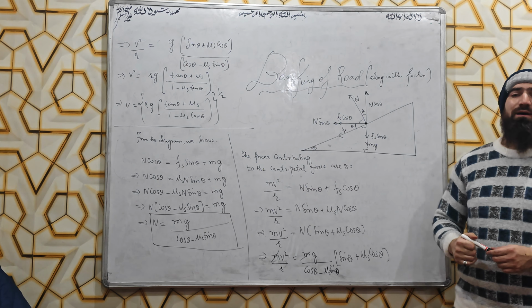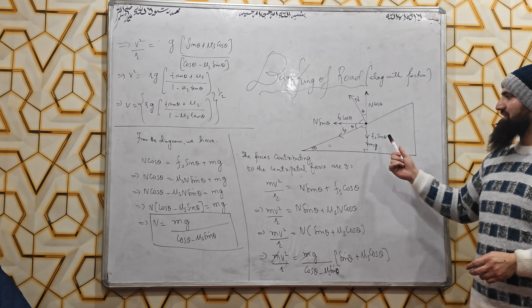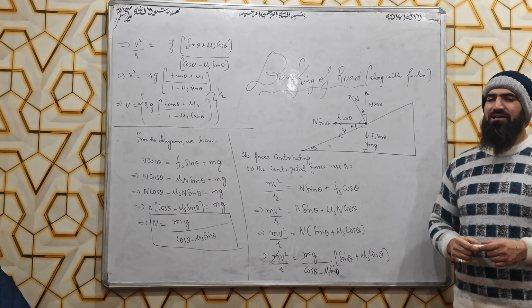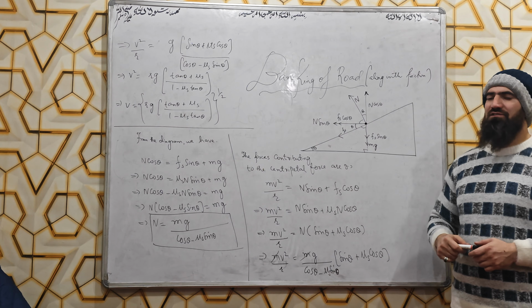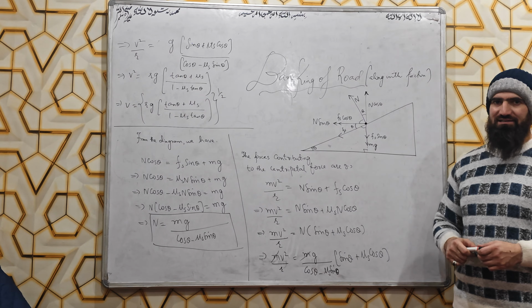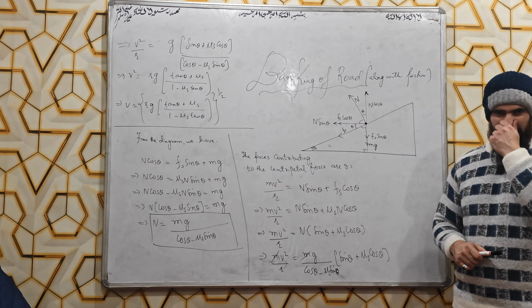So today we are going to discuss banking of road, in which we are going to discuss what is the maximum velocity that a vehicle can have on a super elevated road, in which the friction between the road and the tires is mu s, the coefficient of static friction.